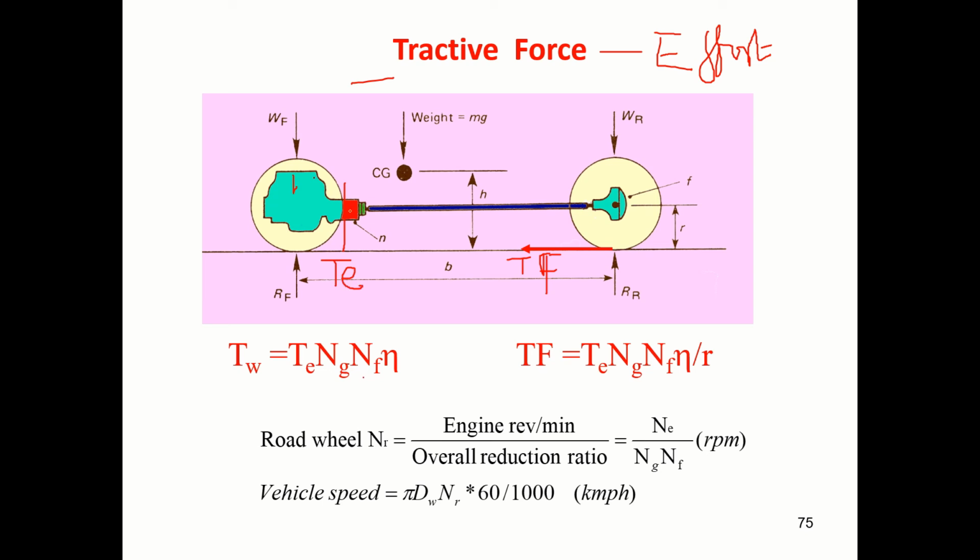Then when you multiply it by gear ratio, torque gets multiplied. Again it will come to final drive. There is a final drive ratio. There is a speed reduction. Here also speed reduction. Here also speed reduction. Again torque gets multiplied. Eta is the efficiency, the losses, transmission efficiency. So that is the torque available at this point. Torque divided by this radius will give you traction force, traction effort.